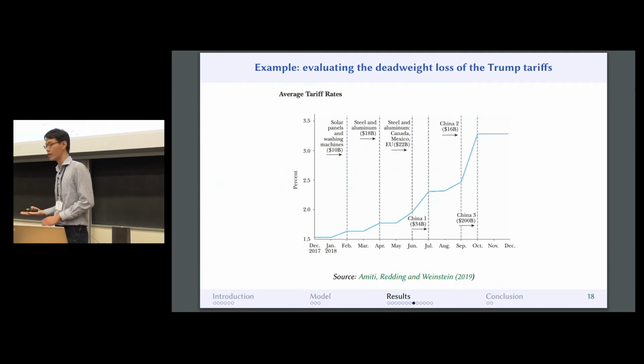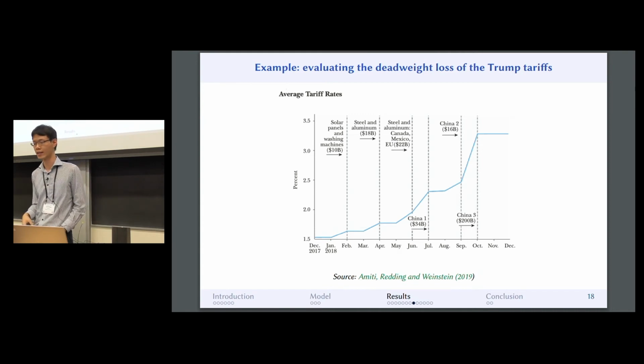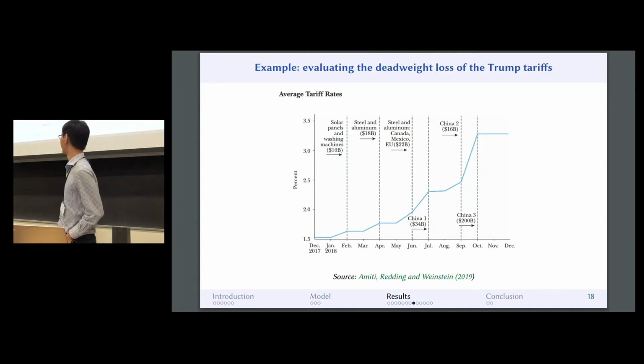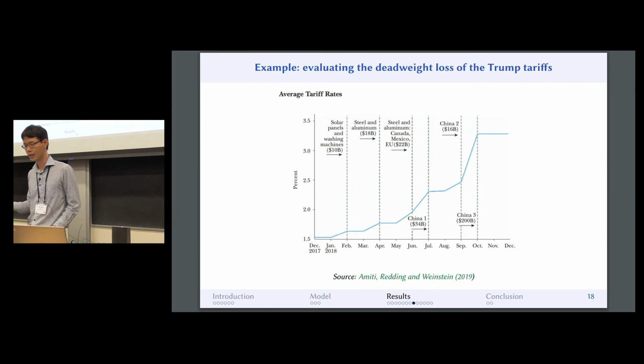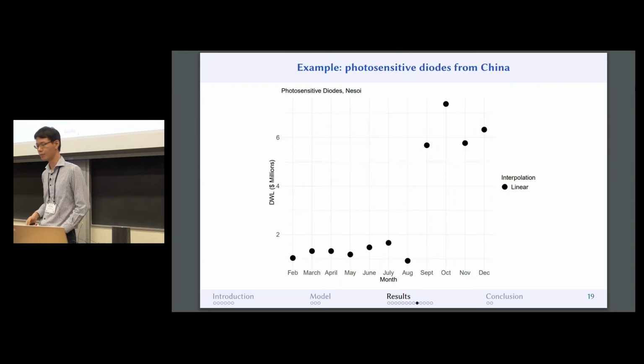Okay, so let's go back to the question that I started out with and look at the effects of the Trump tariffs on deadweight loss, right? So by way of background, this is a sequence of tariffs that were introduced over the course of 2018. So this graph, which we took from a paper by Amiti et al., shows on average the size of the tariffs that were introduced in each month of 2018.